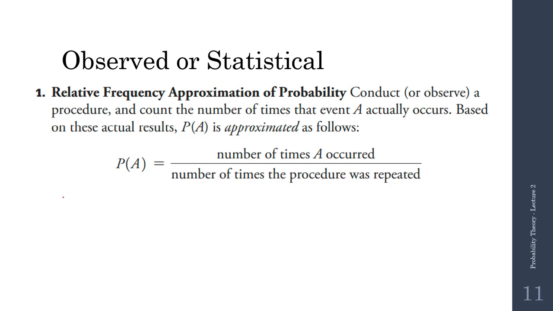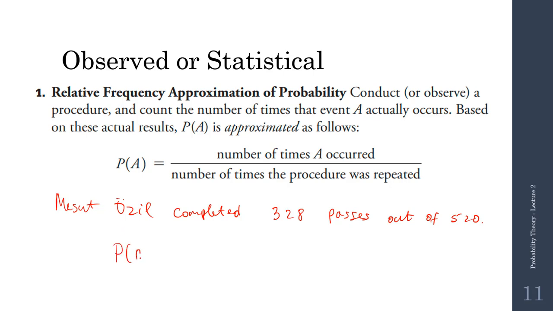For example, Mesut Özil, a football player, completed 328 passes out of 520. Here's the question: what is the relative frequency approximation of Mesut Özil completing a pass? We have to calculate this P of A, where A is the event that Mesut Özil completes the pass.